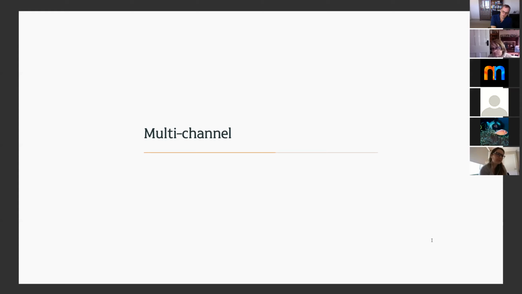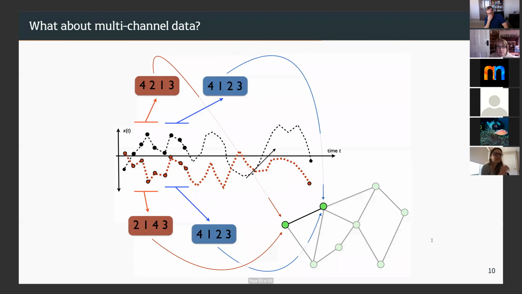We've been focusing on just measuring one thing over time because that's the easiest thing to think about, not because it's got the most information and not because it's what's likely to happen in the real world. So the obvious way to think about the extension to multi-channel is, well, I've got here just 2 channels. I can construct an ordinal window for each of them. So here's my ordinal window for the black data. Here's my corresponding ordinal window for the red data.